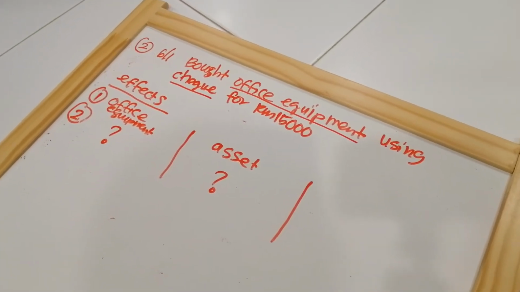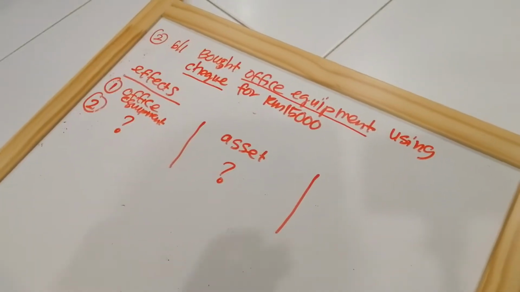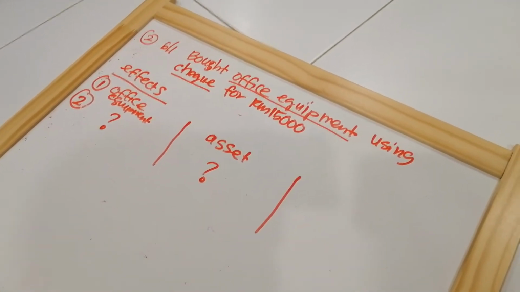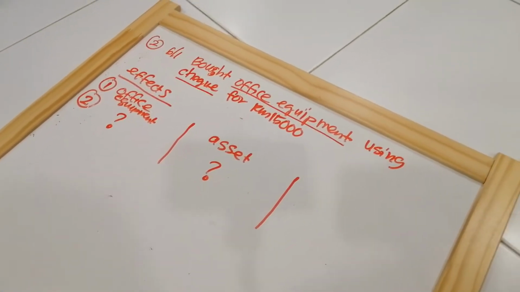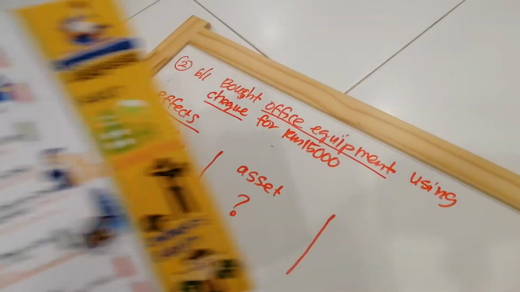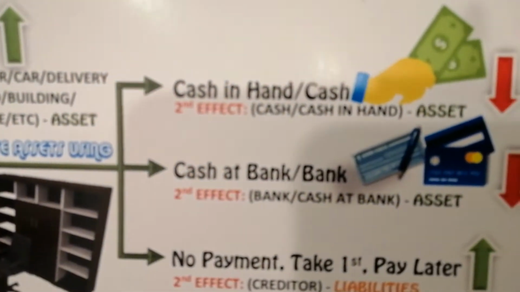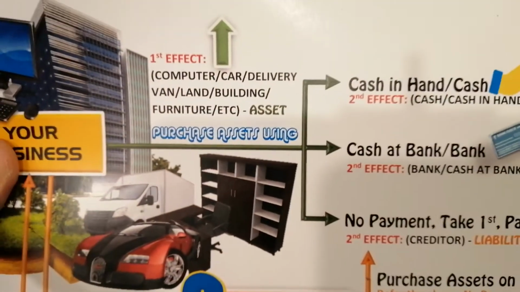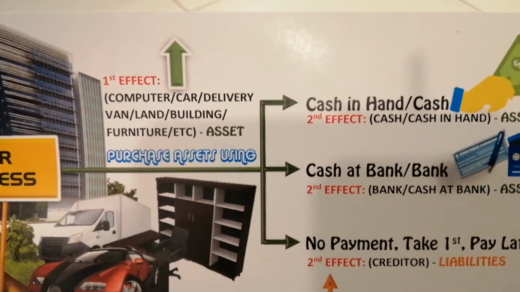Okay guys, so the first scenario just now I explained about purchase asset, using cash in hand or cash. So we done that part already. So now we go to the second scenario.